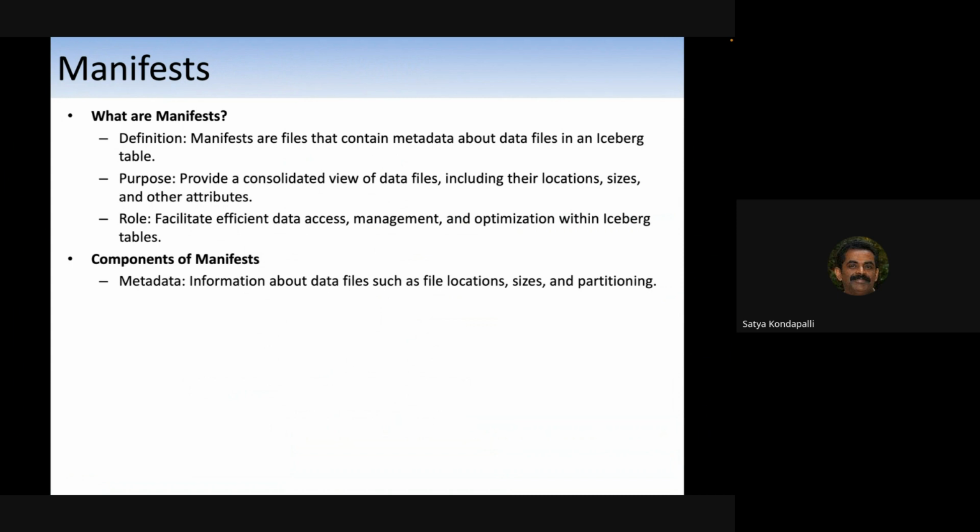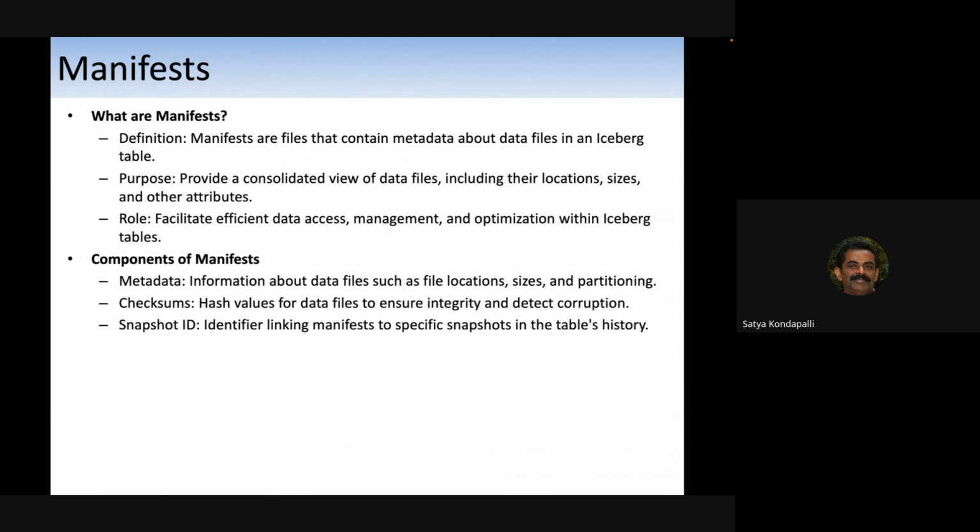Okay. What are the components of the manifest? It has the file location, size, and partitioning information, and also it has a checksum. Okay. So why do we need the checksum? Basically, it prevents manual changes, right? If we do a manual change, then the checksum will fail, and then that file will be corrupted. So we don't want to modify it. So it detects the corruption. Okay. And also, of course, it identifies which snapshot it belongs to, right? Then it helps us walk through the detailed history.